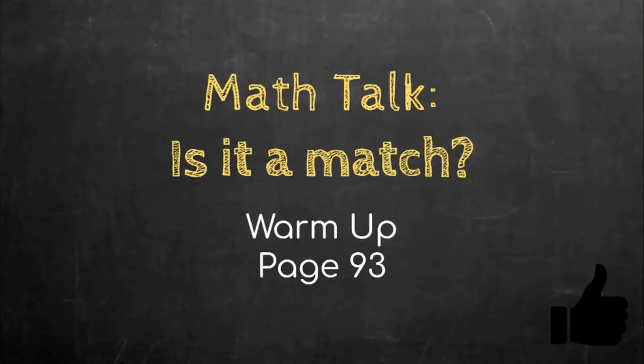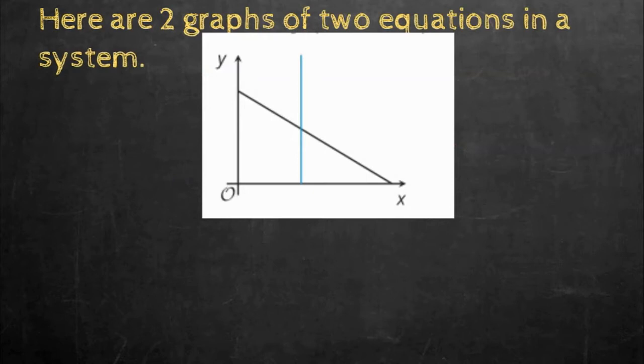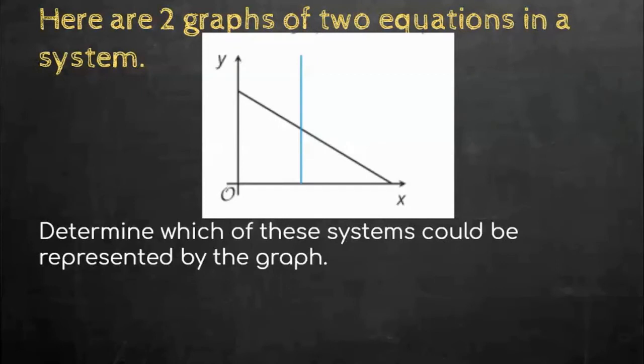The first activity we're going to do is Math Talk, Is It a Match? This is a warm-up on page 93 of your student workbook. Here are two graphs of two equations in a system. What I want you to do is determine which of these systems could be represented by the graph.